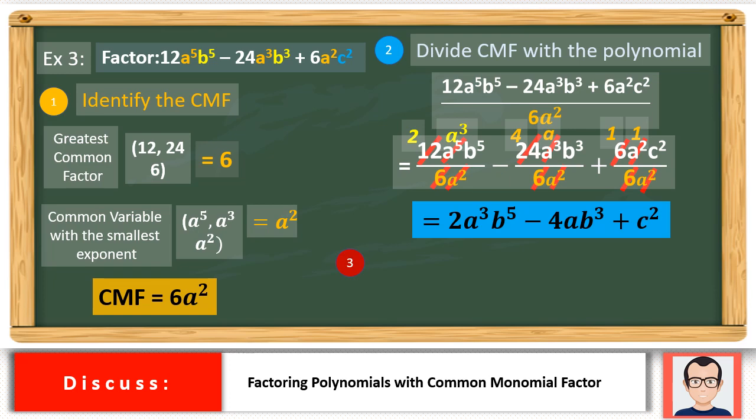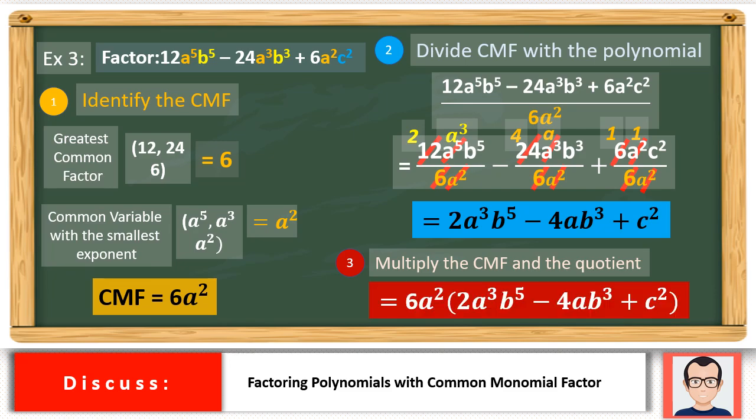For our last step, as what we have done, we combine by multiplying the common monomial factor and the quotient derived. Our final answer will be the product of 6a squared and 2a cubed b to the fifth minus 4ab cubed plus c squared. And we're done with our examples. Remember that you can always view again the video to give you more clarity. For now, let's evaluate your new learned skill.